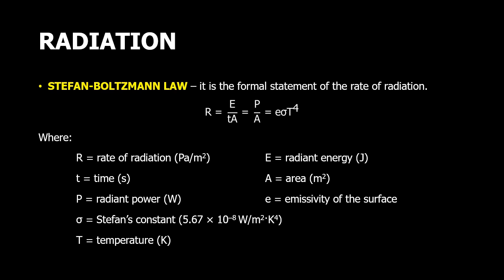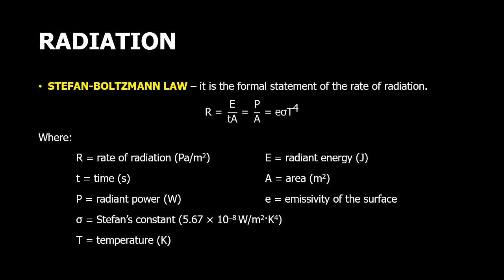So for example, very black surfaces such as charcoal have emissivity values closer to 1. So emissivity can be represented by either E or the Greek letter epsilon. So going back, very black surfaces have emissivity close to 1, whereas shiny metal surfaces have a value close to 0 of emissivity, which means that shiny metal surfaces correspondingly emit less radiation.